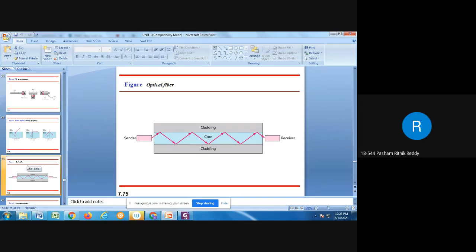Say loudly. Light. Very good. Optics is nothing but light. So here, the transmission medium uses light as the conductor because light has a faster data rate of transmission. Yes or not? Light has very fast transmission of data.